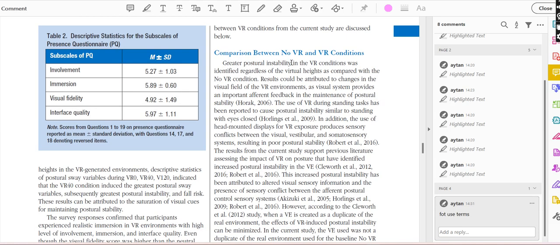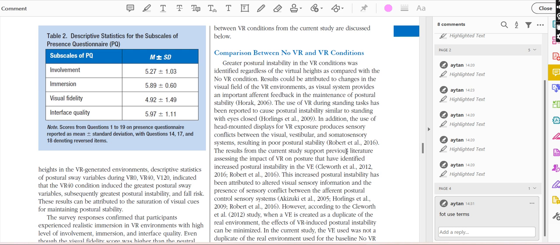Greater postural instability in the VR conditions was identified regardless of the virtual heights as compared with the no VR condition. Results could be attributed to changes in the visual field of the VR environments, as visual system provides an important afferent feedback in the maintenance of postural stability. The use of VR during standing tasks has been reported to cause postural instability similar to standing with eyes closed. In addition, the use of head-mounted displays for VR exposure produces sensory conflicts between the visual, vestibular, and somatosensory systems, resulting in poor postural stability.